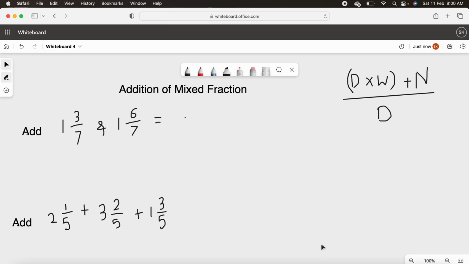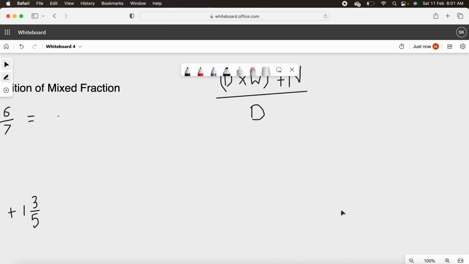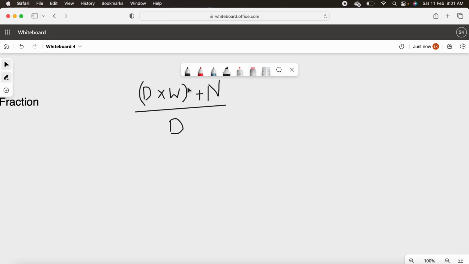We'll do that, don't worry. 1 3 by 7, right? We'll take some space here. Real estate is there. So first you need to convert this mixed fraction 1 3 by 7, right?